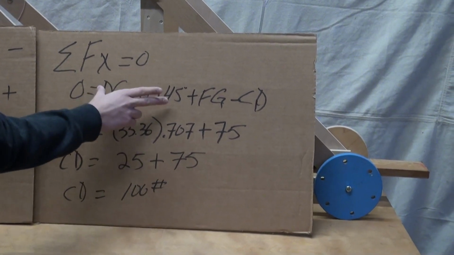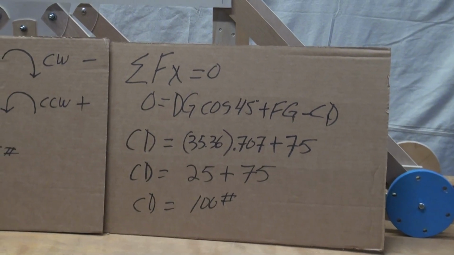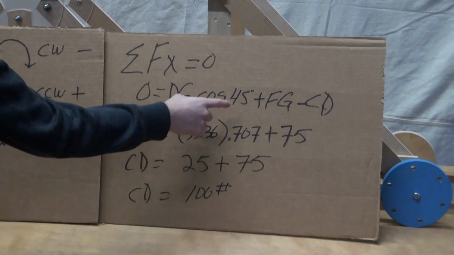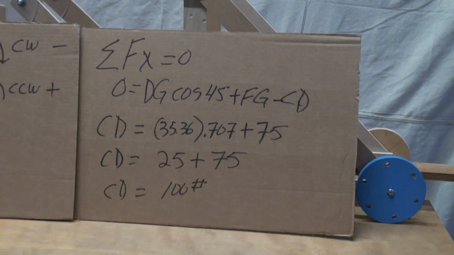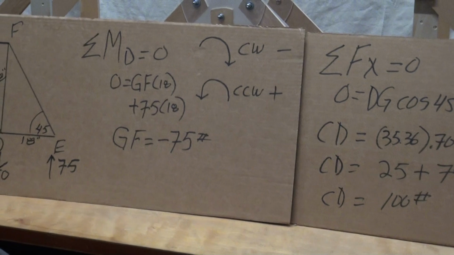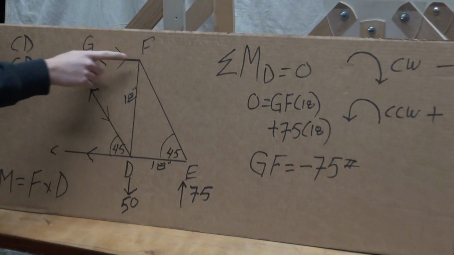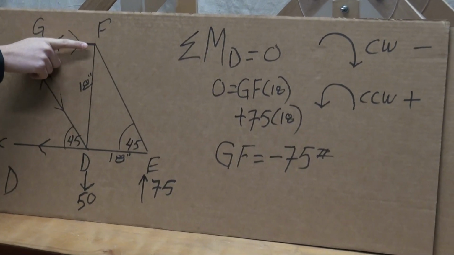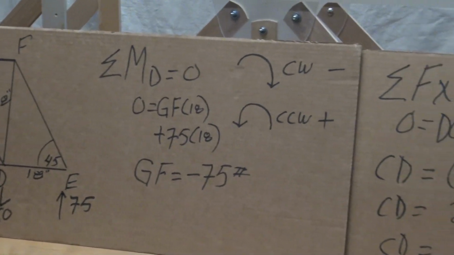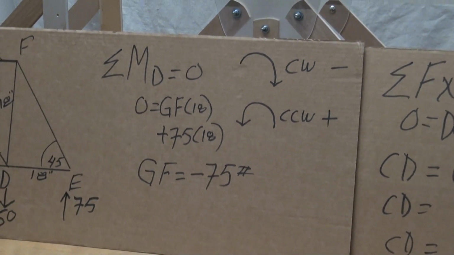Very similar to the sum of the forces in the y direction, except this time we use cosine because it's in the x direction. Same thing, 45 degrees, so we take the cosine of 45 degrees, and take FG, GF, and CD. Okay, so FG is positive. Show me where FG is. Right over here. It might be a bit confusing because previously GF was a negative value.